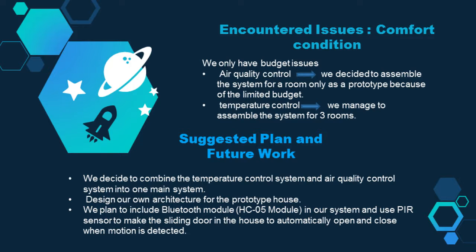For the suggested plan and future work, we decide to combine the temperature control system and air quality control system into one main system so that the system can work in an efficient way. And we decide to design our own architecture for the prototype house to reduce formaldehyde produced from manufactured wood products like beds, desks, and kitchen cabinets. And lastly, we plan to include a Bluetooth module, the HC05 module, in our system and use a PIR sensor to make the sliding door in the house automatically open and close when motion is detected.